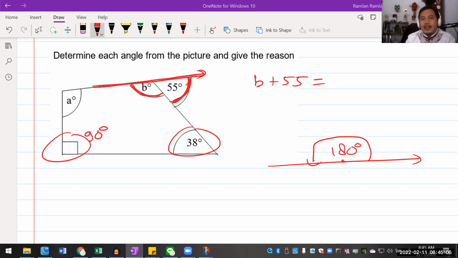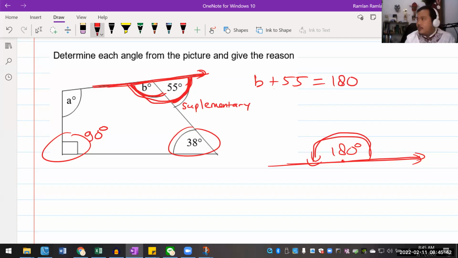So where exactly do we get this 125? Previously we know that a straight angle, we call it, makes 180 degrees. Because the B and the 55 lie on the same line, we call it supplementary. Supplementary means that if you add those two angles, they equal 180 degrees. So we can say that if we add B and 55, it is going to be 180 degrees, right? Do you agree with that?